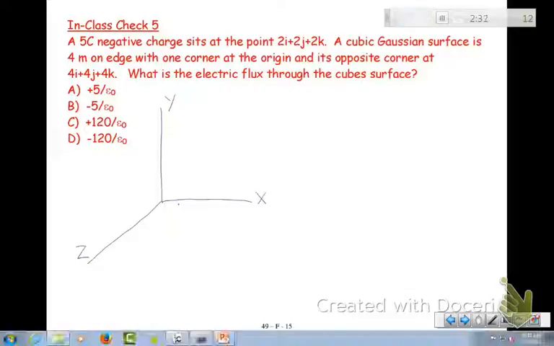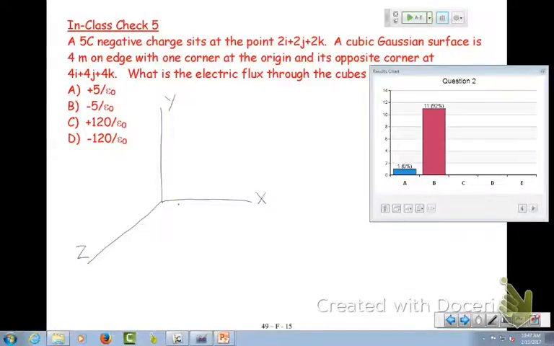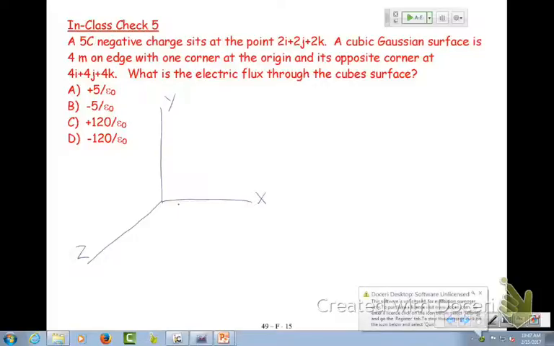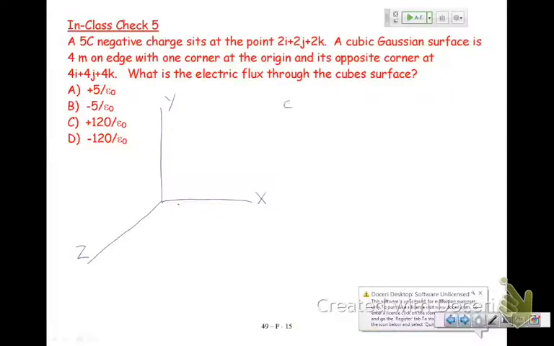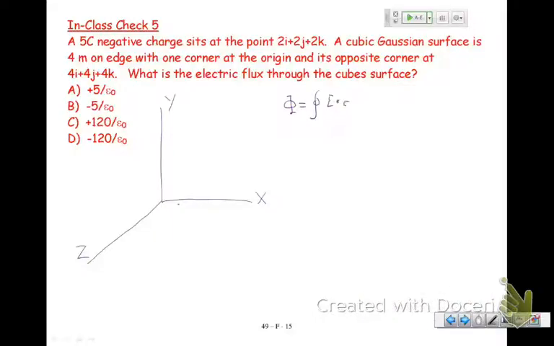Okay. And what we get in, most people saying B, which is minus 5 over epsilon naught. So most people decided that it was inside the surface. So what do we do here? I can say, hold on, my flux is equal to the surface integral of E dot dA, which equals Q inside over epsilon naught. And so I know my Q inside. Well, I think I know my Q inside. I know my Q. But the question is, is it inside? That's the question. So then I say, okay, where is the Q?